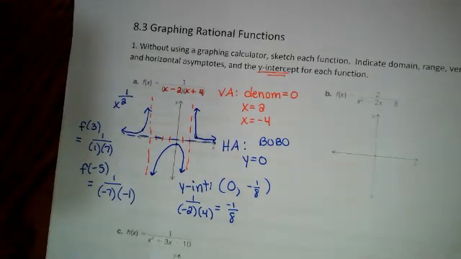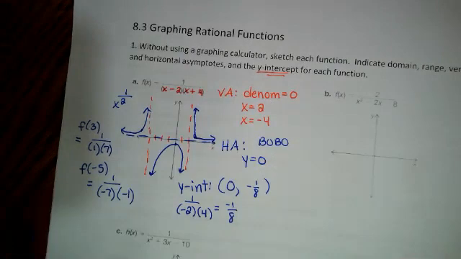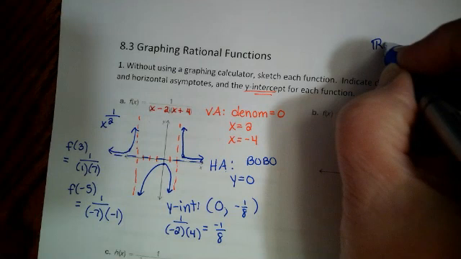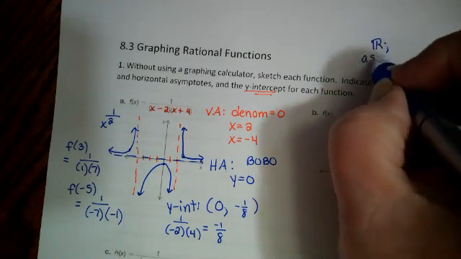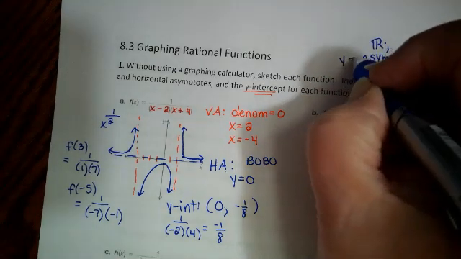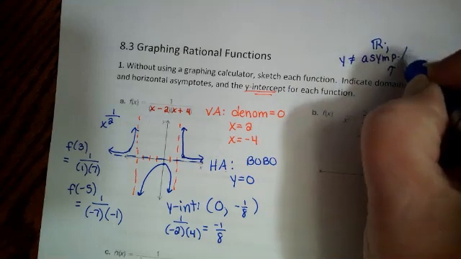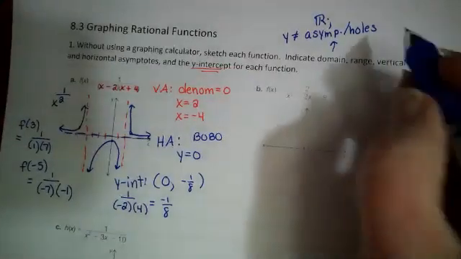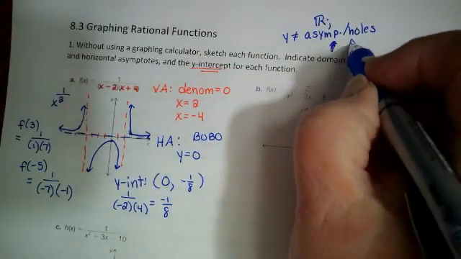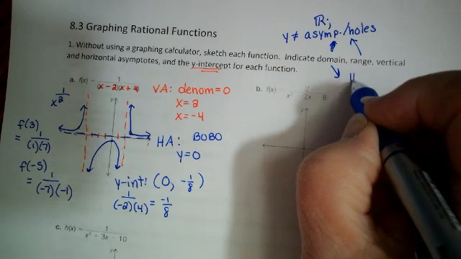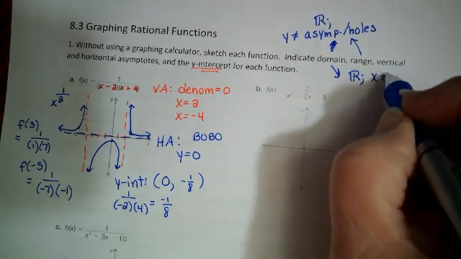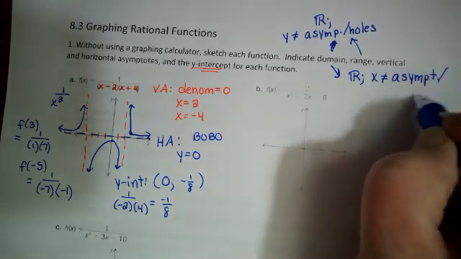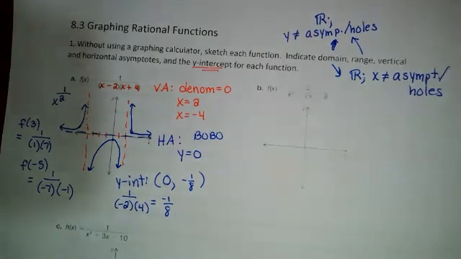There's always something there. So to answer this question, we want a domain and a range. Your domain is going to be all real numbers except for asymptotes and holes. Y does not equal asymptotes and holes. Now, we haven't learned about holes yet, so hold on to that. The same thing happens. That is your range. Your domain is all real numbers, but x cannot equal asymptotes or holes. And again, we will learn about holes here in a little bit.